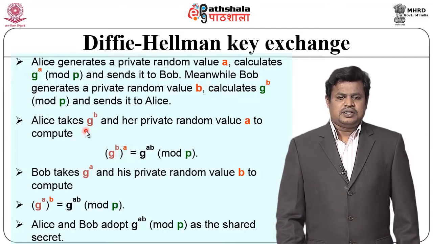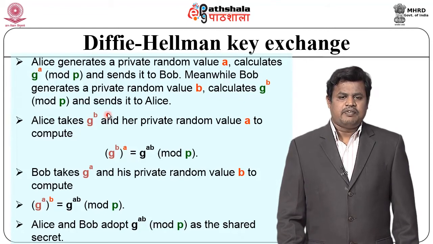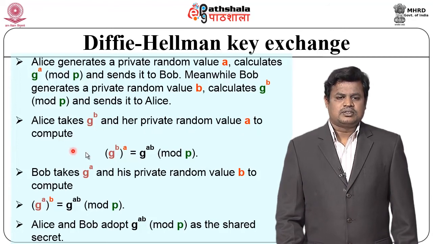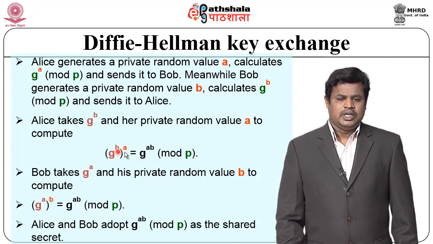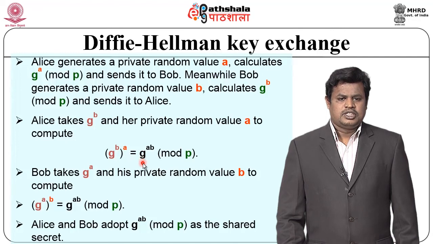Now, Alice takes G power B, which is given by Bob, and her private random number A to compute the shared secret, which is given as G power B of A, where G power B is given by Bob to Alice, and A is the secret information of Alice. Now we get a new value, G power AB mod P.